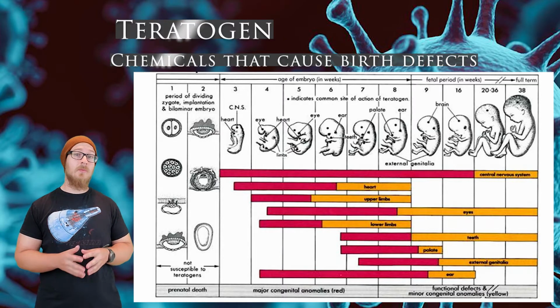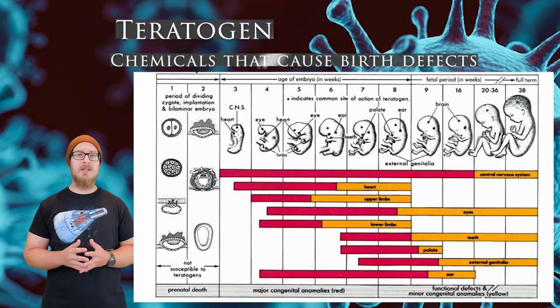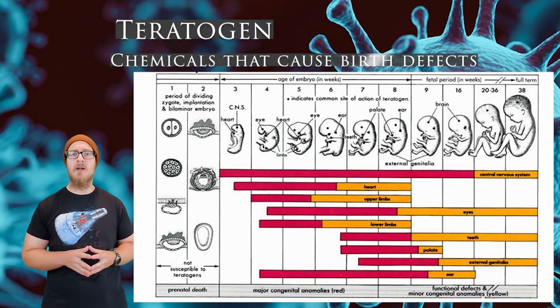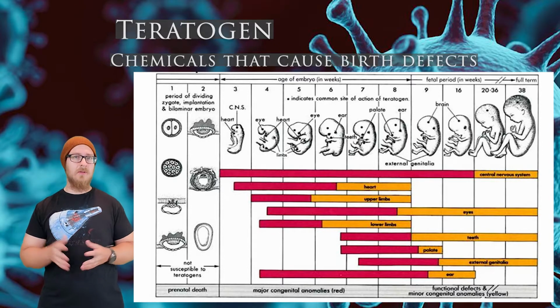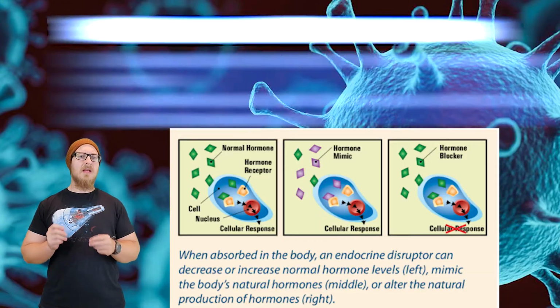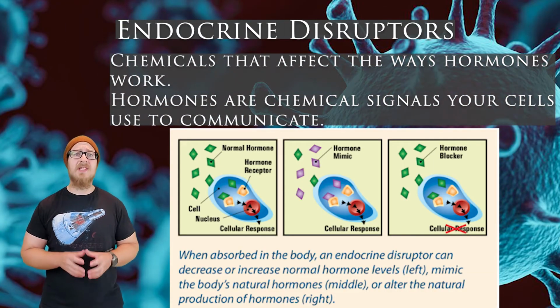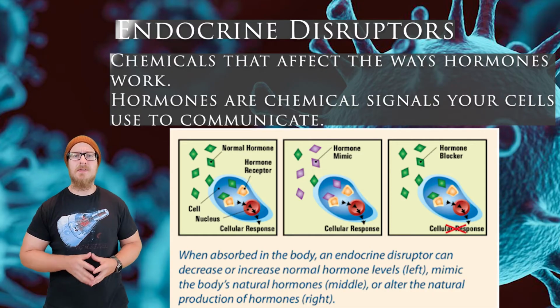The PCBs we discussed in the water pollution video are an example, and one that was common for a while was a chemical called PFOA, which was used in the production of Teflon, the non-stick coating on many of your frying pans. Endocrine disruptors are chemicals that affect our endocrine system, the hormones in our bodies.